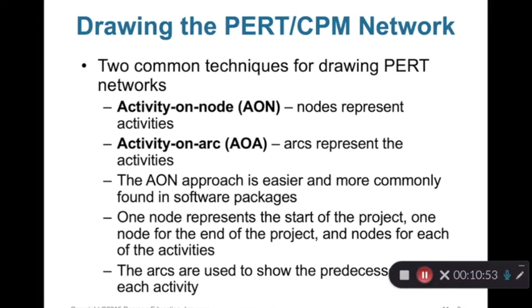One node represents the start of the project. We call it the start node. Also, there's one node for the end of the project. We call it the finish node. So you need to show these two nodes clearly on the network. Later on, I'm going to show you. And also, you need to use arcs to show the relationship between two activities. But you should know you have to use an arrow to show the relationship.